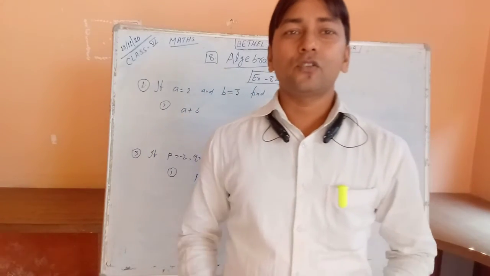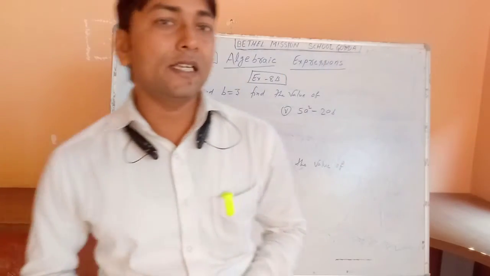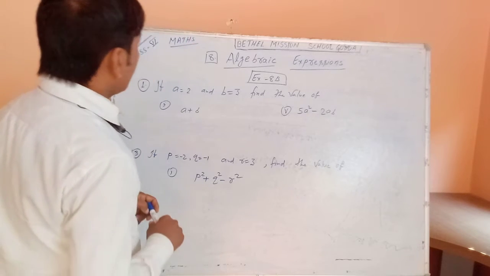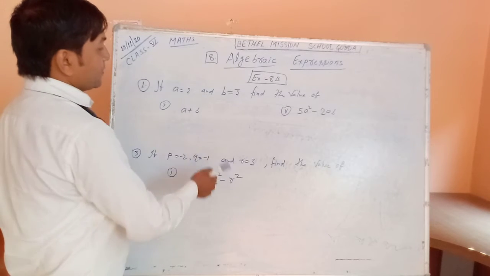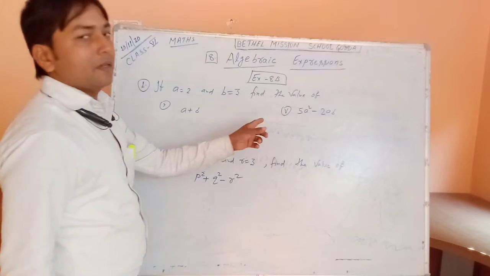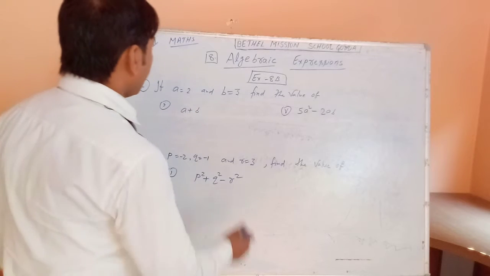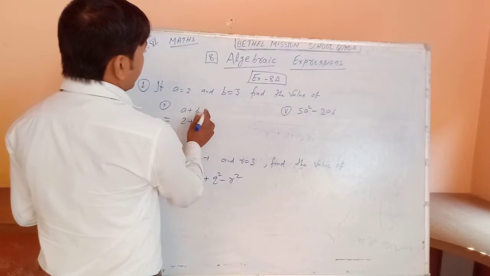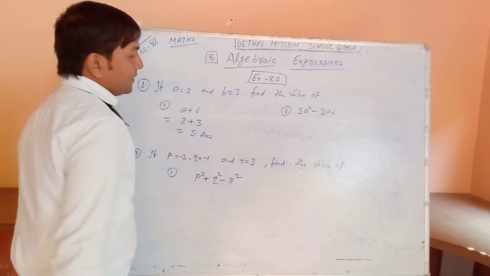Today we are going to solve exercise 8b of algebraic expression. It is a class 6 video. Here we have to find the value of the algebraic expression. Given a plus b, and in fifth number, 5a square minus 2ab, you have to put a equal to 2, b equal to 3. Where given a you have to write 2, where given b you have to write 3. 2 plus 3 is 5. Very easy.